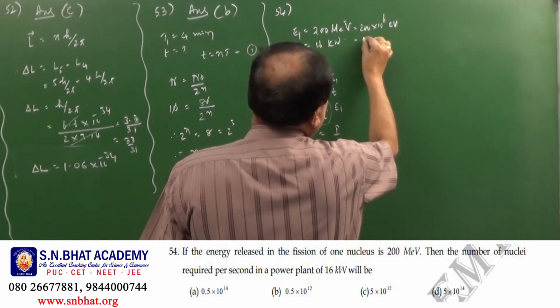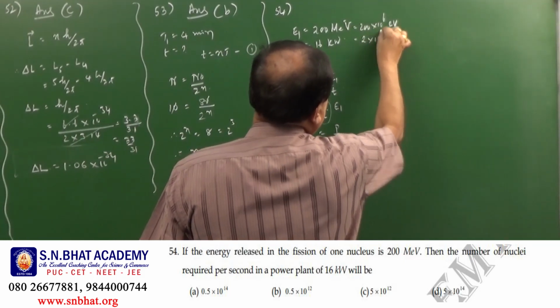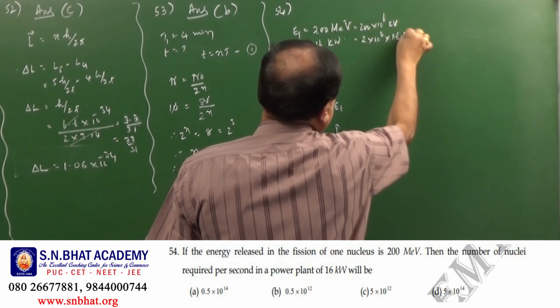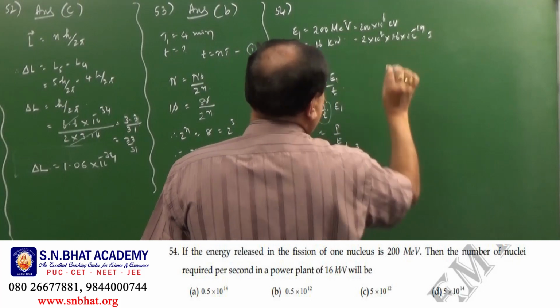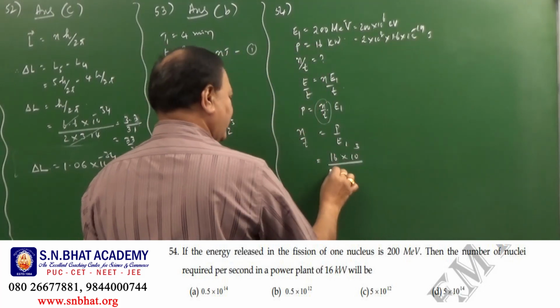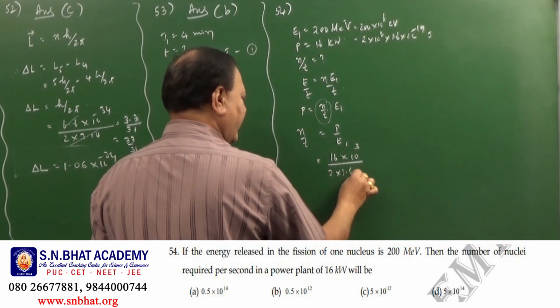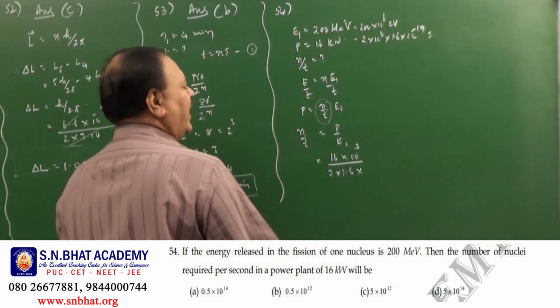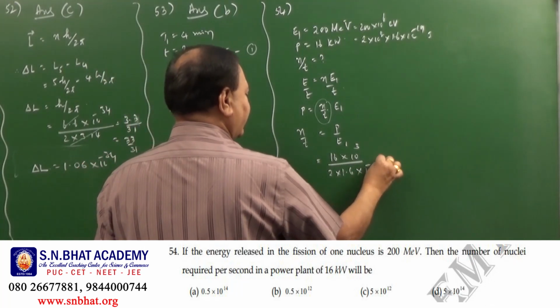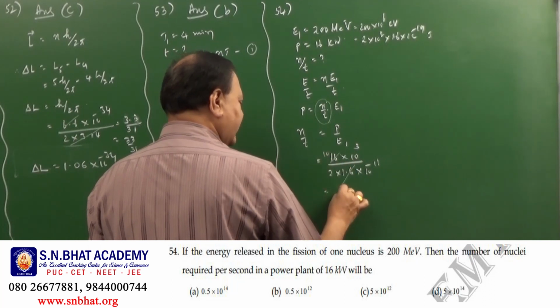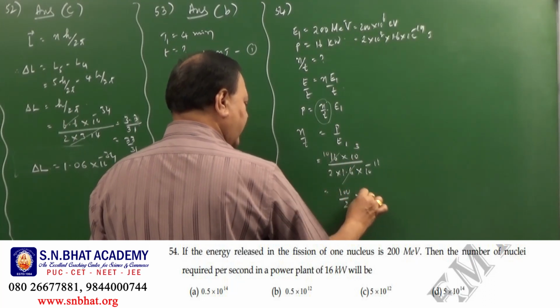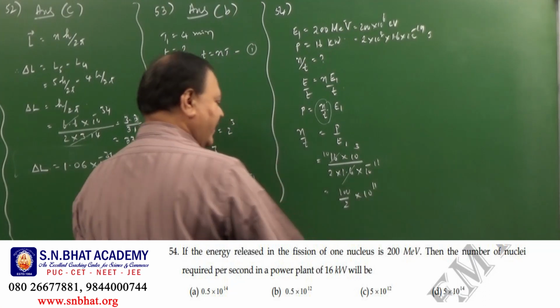So therefore it comes out to be equal to 2 into 10 to the power of 8. 1 electron volt is 1.6 into 10 to the power of minus 19 joules. So you substitute that value, that is 2 into 1.6 into 10 to the power of minus 11. 1.6 ones are, and 10s are. Therefore it is 100 by 2 into 10 to the power of plus 11.